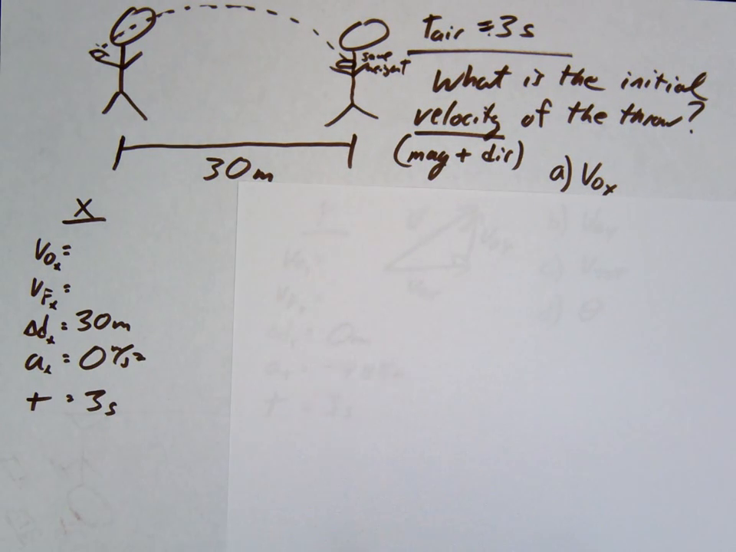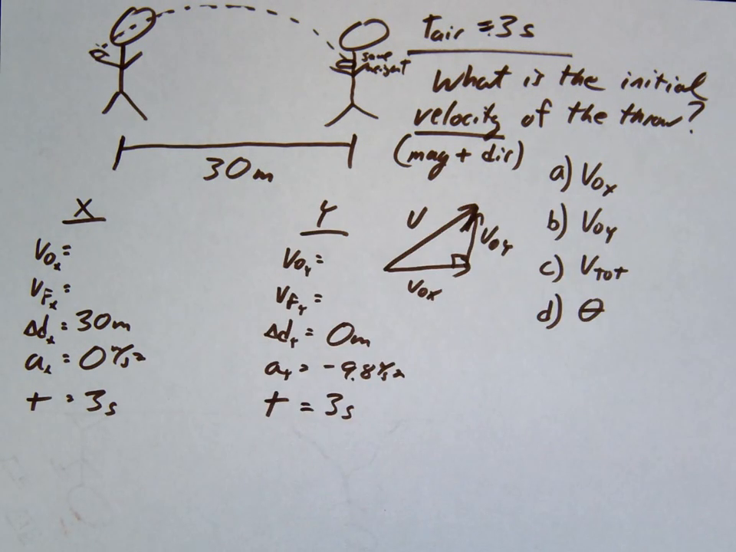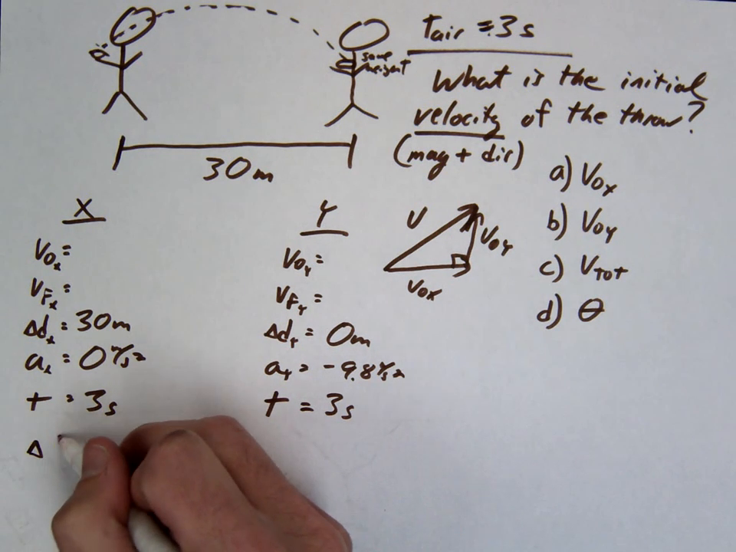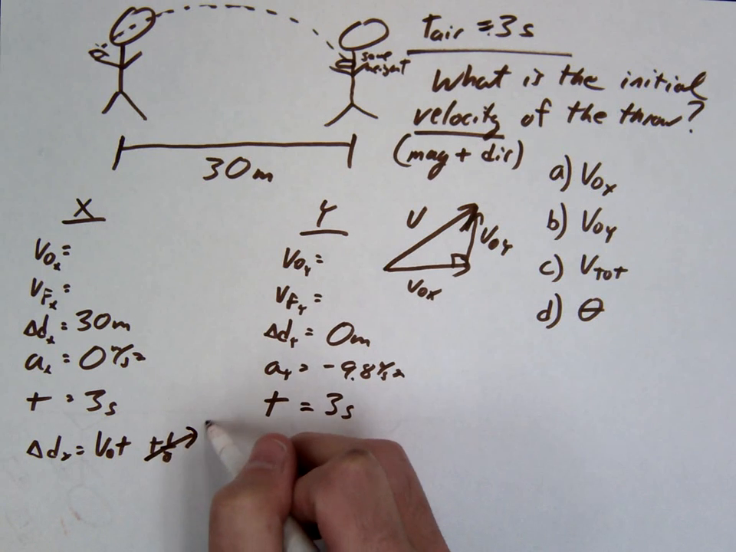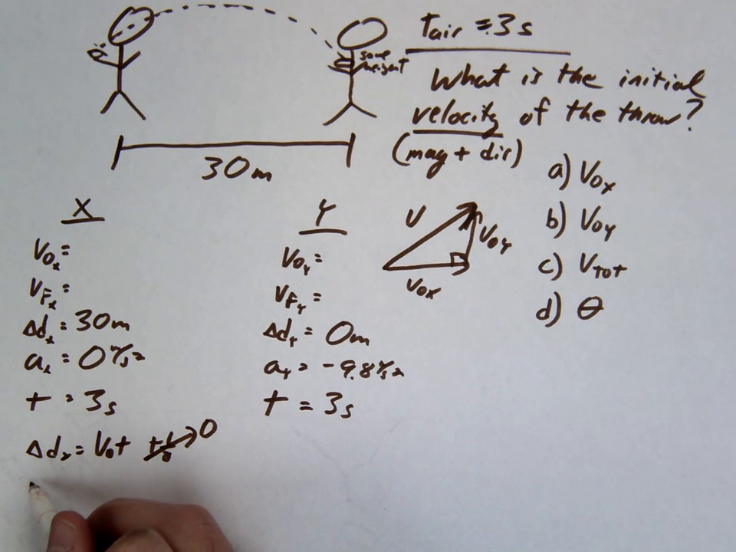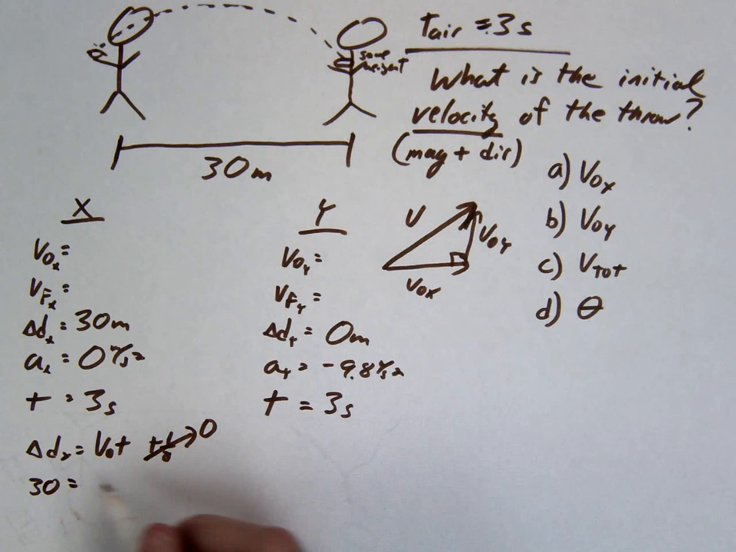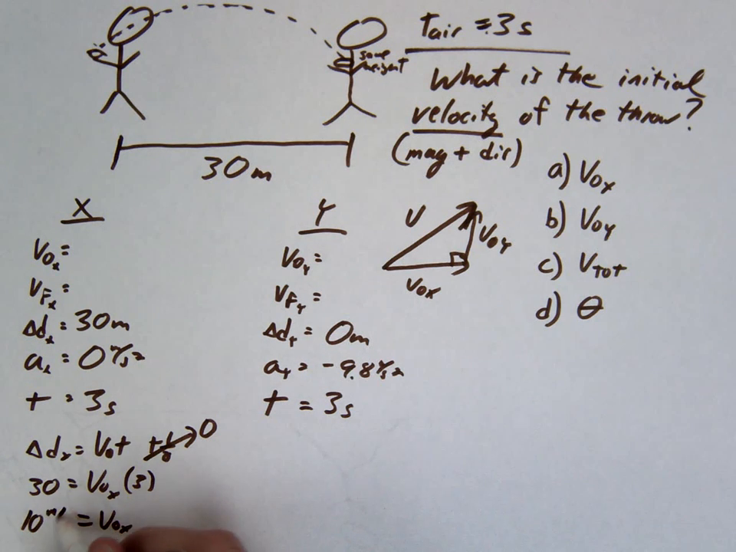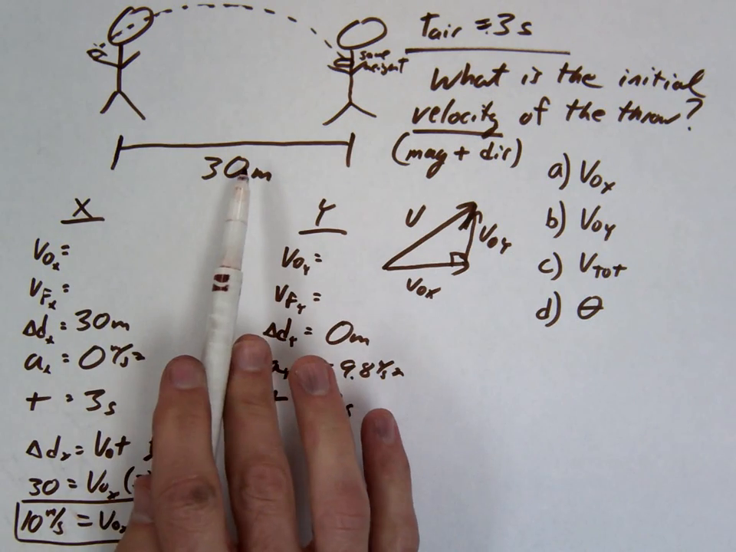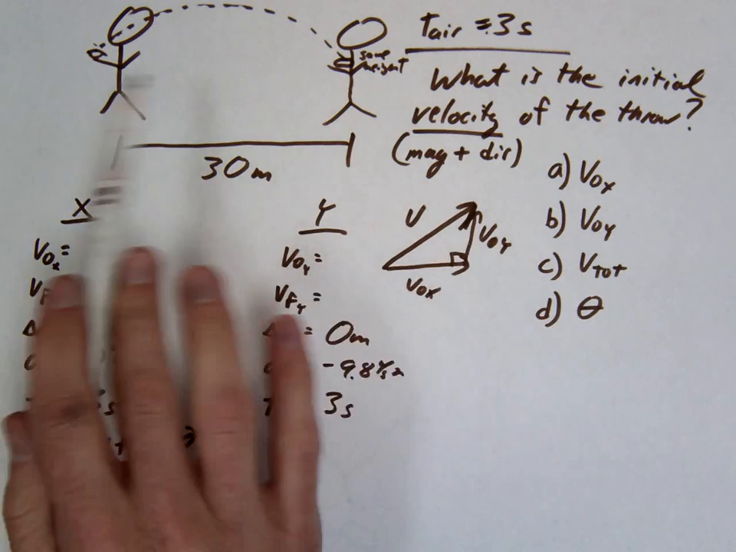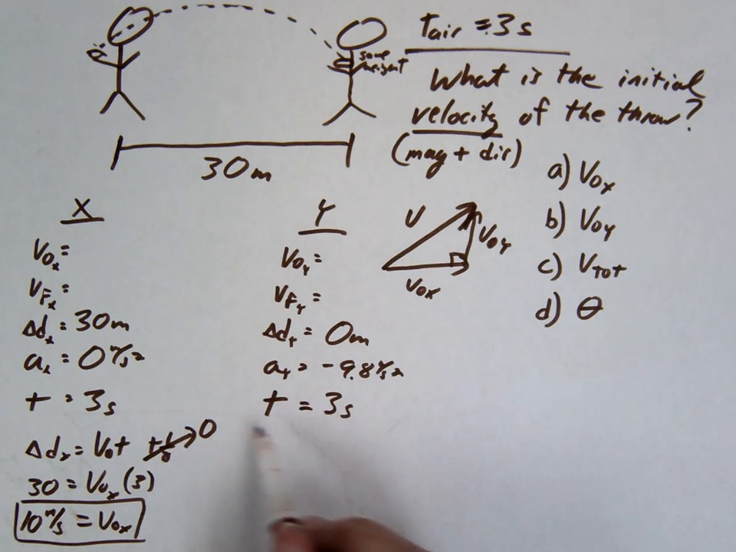So using our x values, what equation can we use to find that? The one we always do, delta D equals v initial t, and this becomes 0, plus 1/2 a t squared. So delta D is 30, v initial x times 3. Well, that's easy. What's v initial x? 10. Remember, since it's moving at a constant speed, if it's 30 meters in 3 seconds, then it should be 10 meters per second horizontally. All right, we'll do the y side.